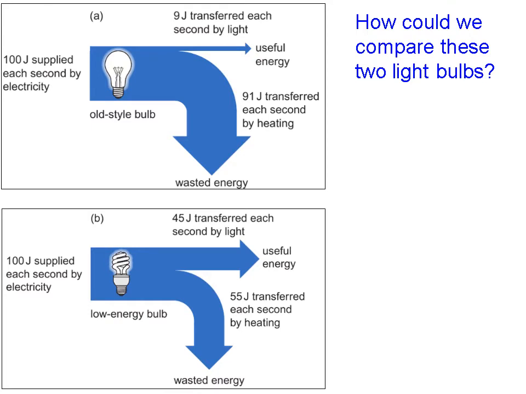So now I'd like you to just have a look at these two Sankey diagrams. One's for an old style light bulb and one is for a low energy light bulb, and what you can do is just pause the video and compare the two and see what you can say about them, what's the same about them and what is obviously different about them.